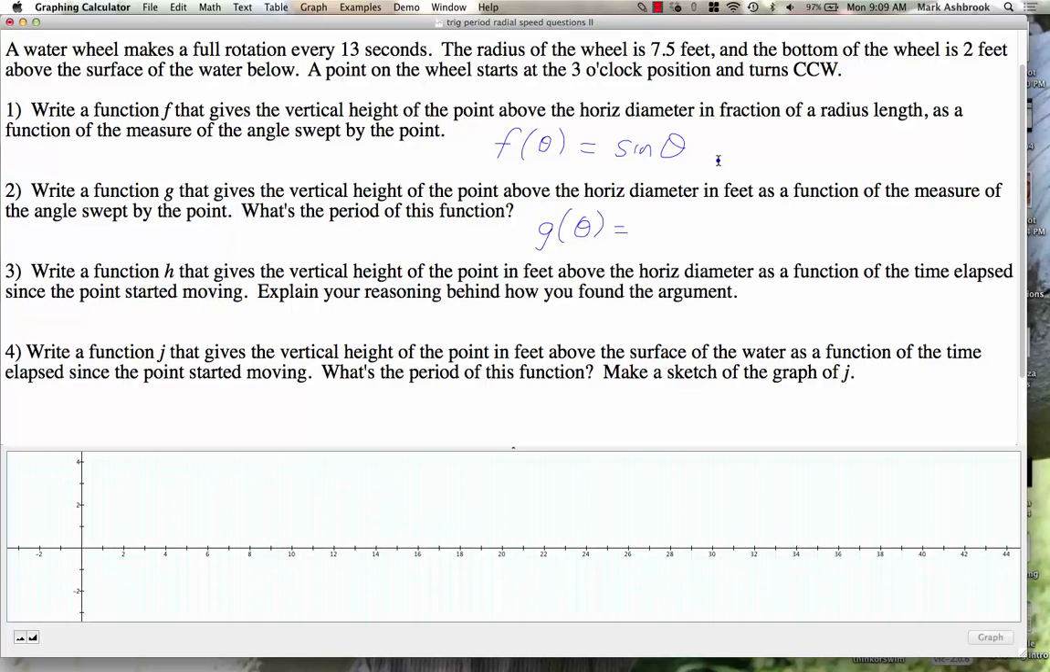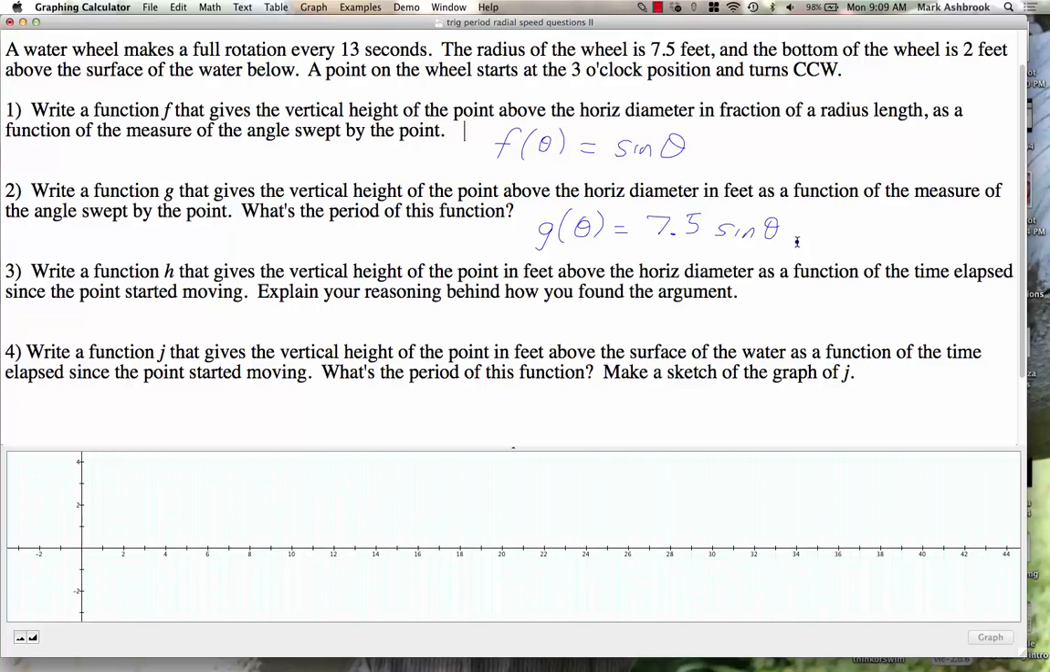Lexi. Yeah, so if 7.5 is the radius, then sine is always going to give us the right fraction of the radius, right? Because it's a fraction of a radius length. So we want this fraction of 7.5, and then we'll get the height in feet. So we take 7.5 sine theta. That's how we think about this. Sine theta will give us the correct fraction of the total radius of 7.5. And so now this gives us feet.